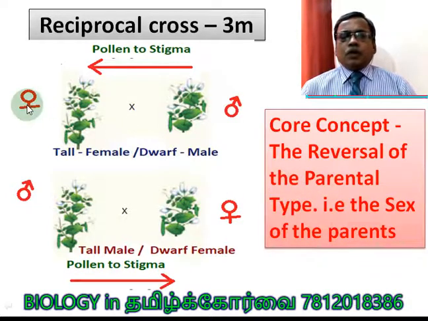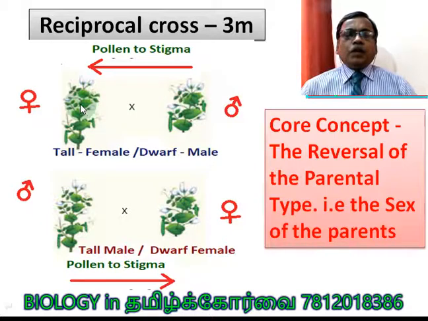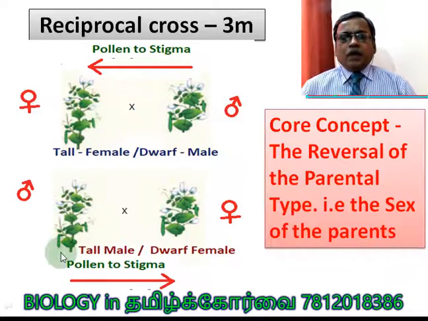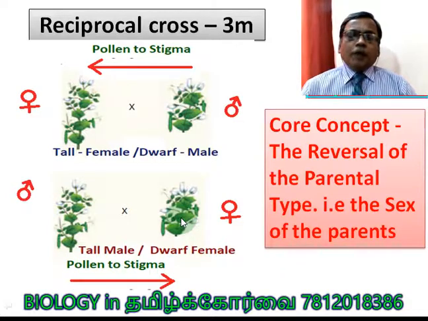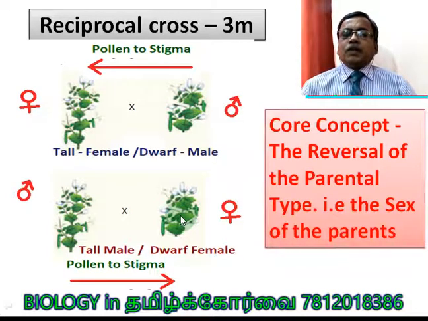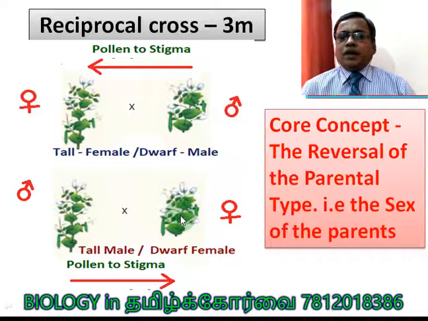Now coming to the concept, here we are taking the pollen from the dwarf male plant and putting it on the stigma of the tall female plant. So this is the first cross, pollen from the male to female. In the next cross, the pollen from the tall plant is crossed with the stigma, that is the female gamete, of the dwarf plant. Then it is called the reversal of the parental type.